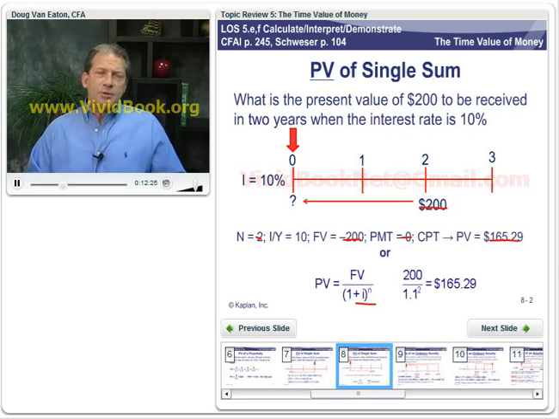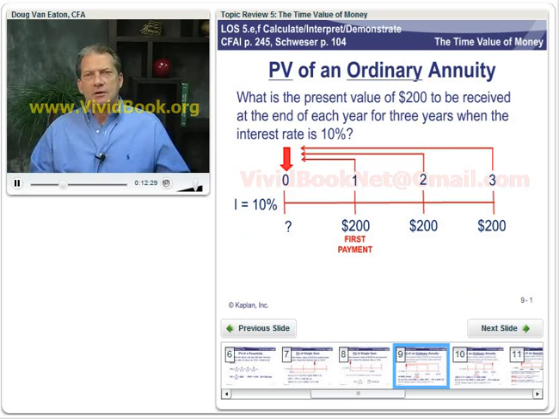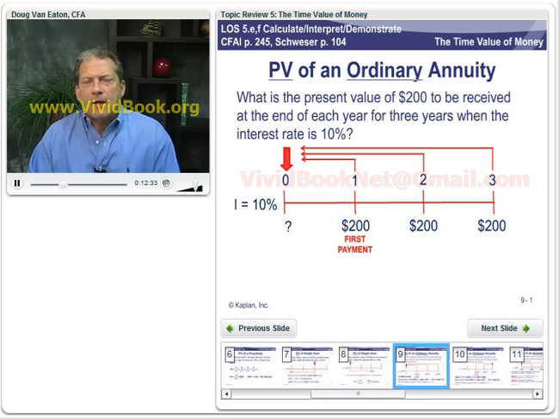Now when we talk about an ordinary annuity, we mean a series of periodic payments that are all equal. A car loan, a home loan, making monthly payments or annual payments, those are all annuities. And we have an annuity function on our calculator. Now, the theory of it is straightforward.